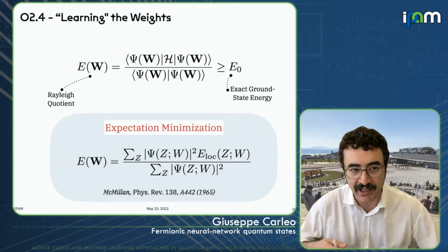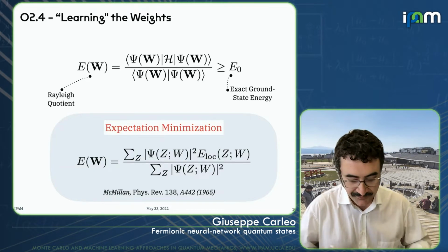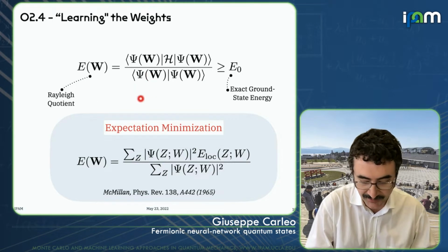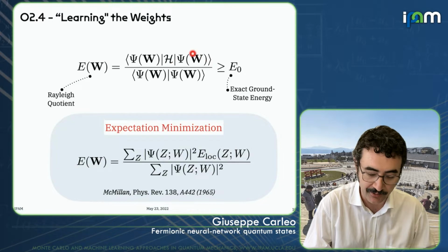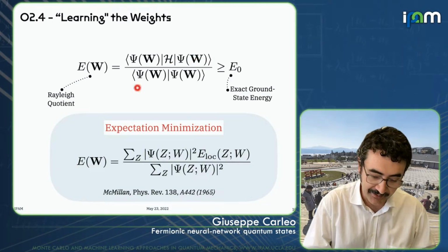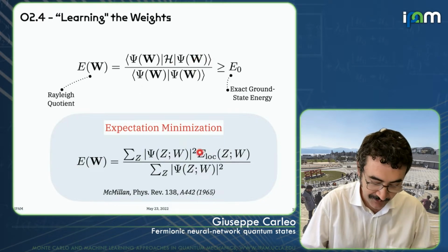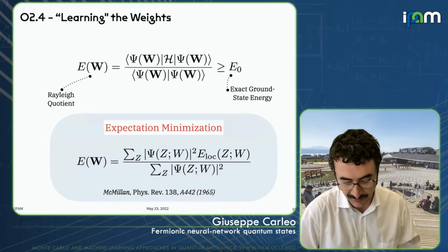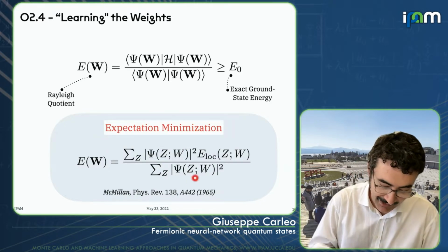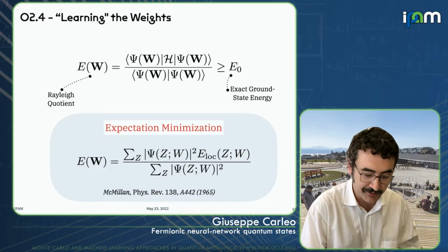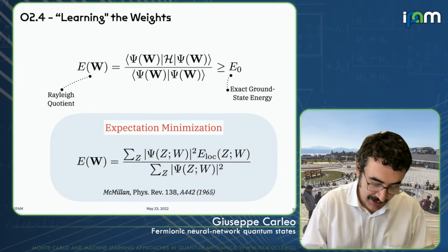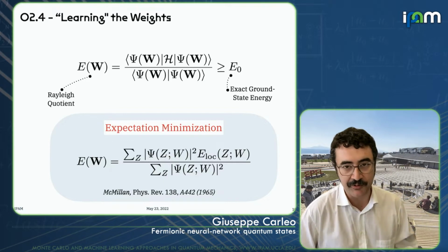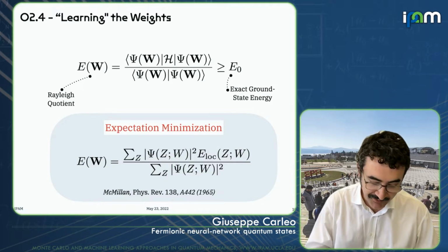Now, again, to connect a bit to the rest of the machine learning literature: how do we learn the weights in these networks? Just very briefly, we use the variational principle. We minimize the expected value of the Hamiltonian over these states. And we use the famous formulation of McMillan that allows us to rewrite this quantum expectation value in terms of a statistical expectation value over this classical probability distribution psi squared. So this is the main ingredient.